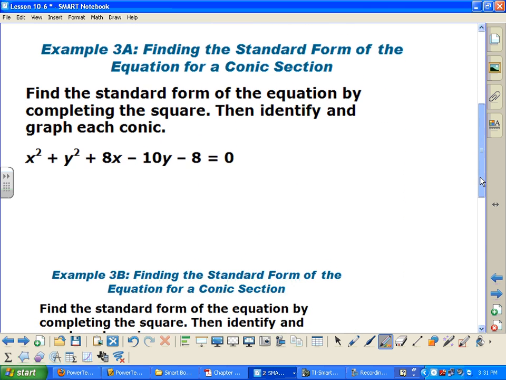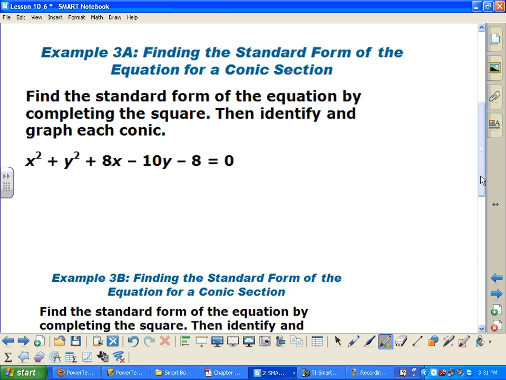Here's our first example. They want us to find the standard form, then identify and graph each conic section. First of all, we need to rewrite it. We put the x's together and the y's together, and we're also going to leave a space between the x term and the y squared term. And we're going to put the constant on the other side.